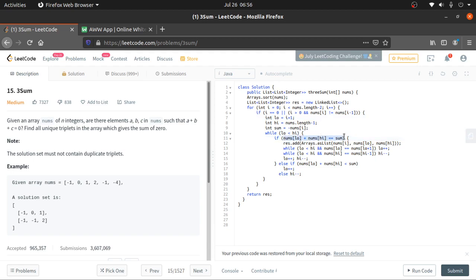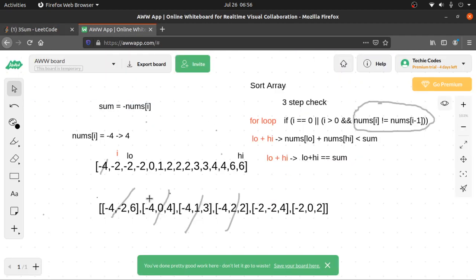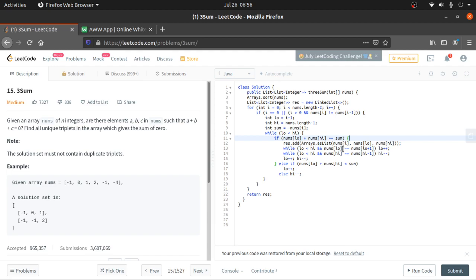When we find the number we are looking for, okay, we found it. Now we can add it to the array list. So we add it as a list of nums of I, nums of low, and nums of high. 3 numbers, that's added to the list. Then, again, we need to check these numbers, are they equal? Because we don't want to do the same 3 sums again and again.